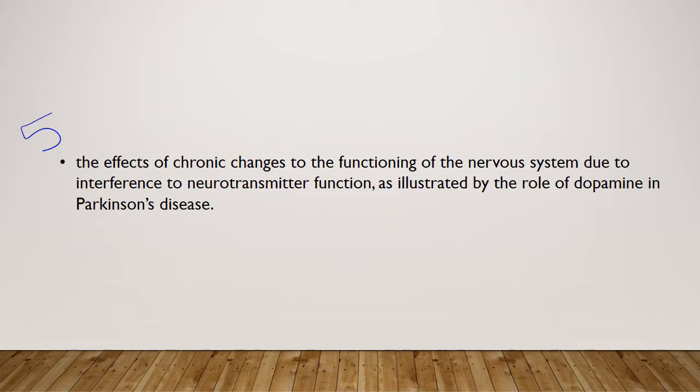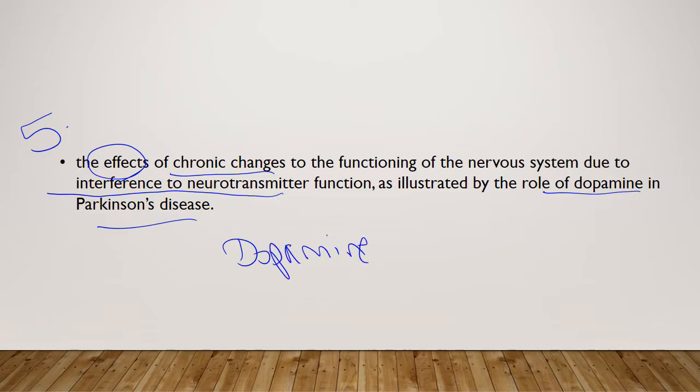Okay, so this is dot point 5. The effects of chronic changes to the functioning of the nervous system due to interference to neurotransmitter function, as illustrated by the role of dopamine in Parkinson's disease. Now, what we're looking at here is, of course, Parkinson's disease, but the dot point is explicitly saying that we need to look at how dopamine has a role in the changes in the nervous system when people suffer from Parkinson's disease.